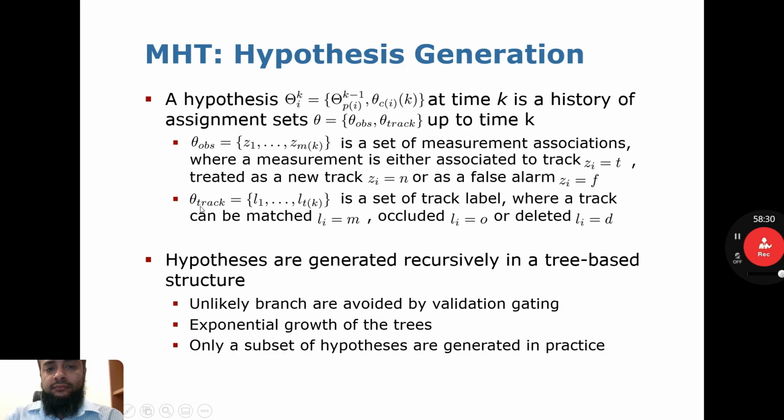And the theta track, there are L1, L2, L3, and LT tracks, where T is the number of tracks. The set of track labels where a track can be matched, like this one M, like a measurement. It can have some measurements like MK measurements, or occluded. We can occlude the measurement.